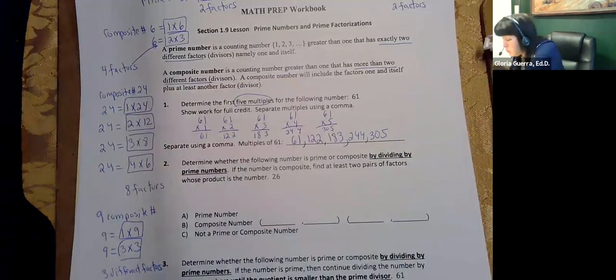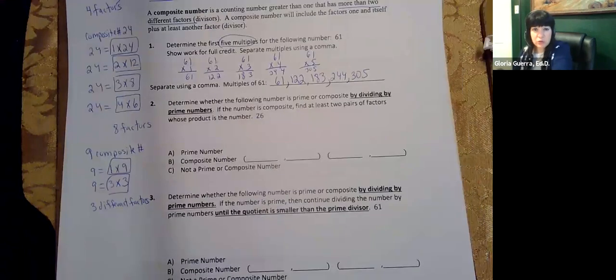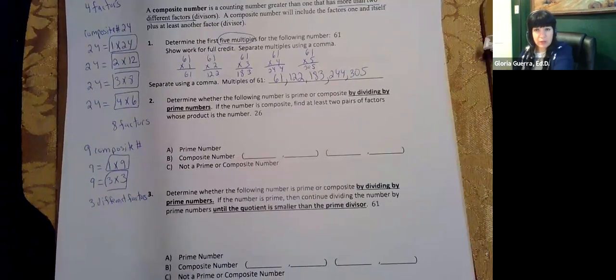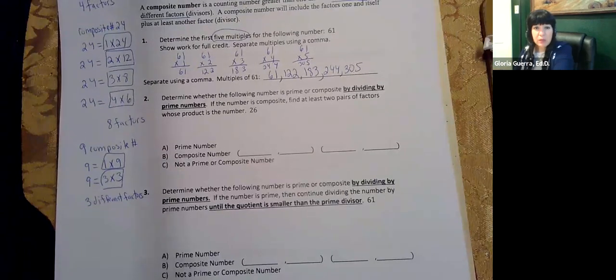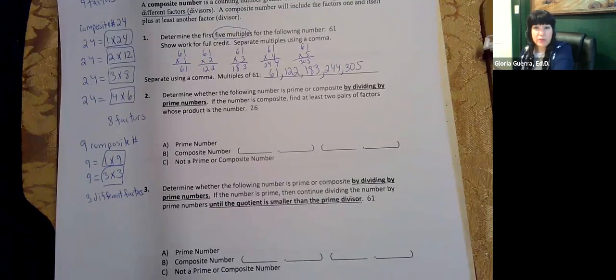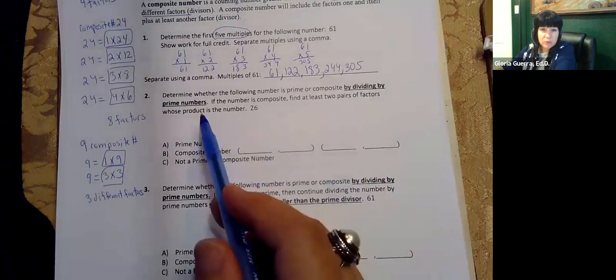Okay. Number 2 and number 3 are a little bit abstract. You've probably not had the opportunity to show this kind of work before in high school. So it's probably going to be something new for you, but they just want you to show your work by doing long division, dividing by prime numbers.